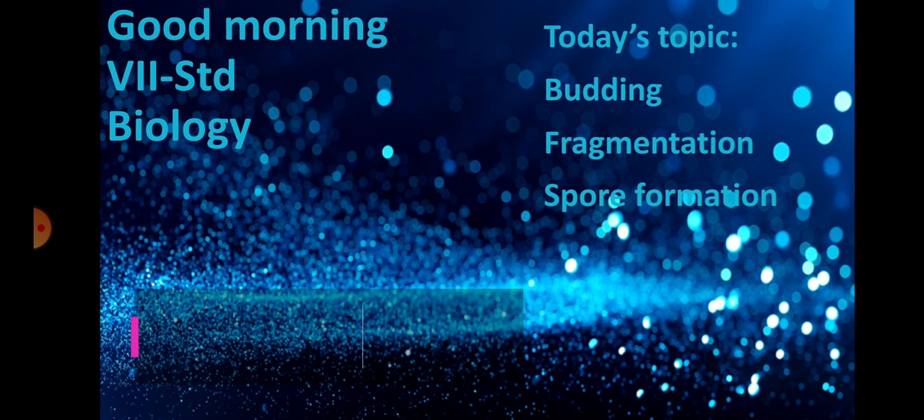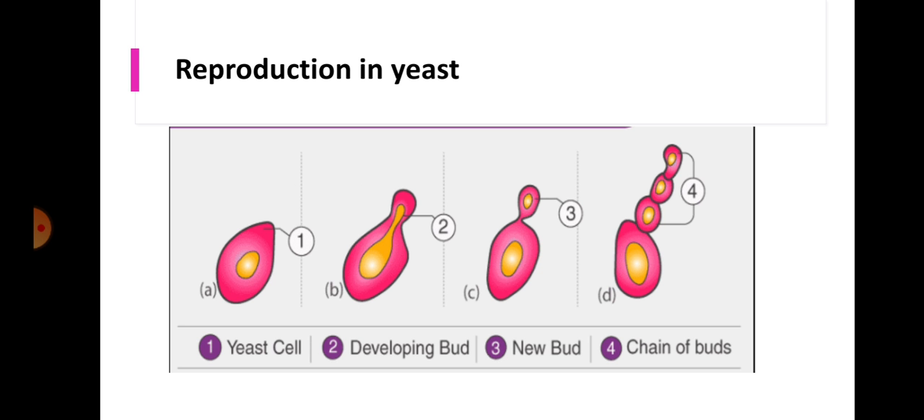Asexual reproduction includes vegetative propagation, fragmentation, spore formation, and budding. Today you already studied vegetative propagation, in which you studied stem, leaf, and root. Today's topics are budding, fragmentation, and spore formation.